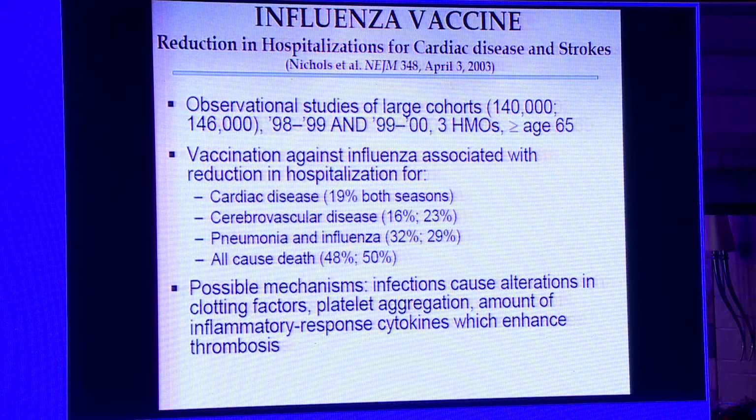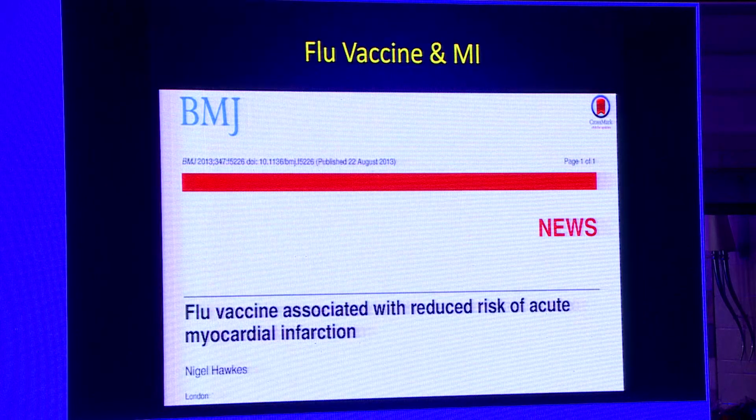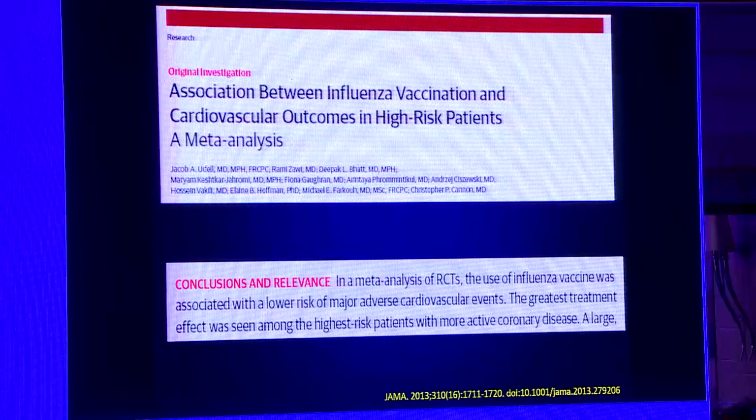It has also been shown that the influenza vaccine reduces hospitalization for cardiac disease and strokes. In other words, flu is believed to cause an inflammation in the blood vessels, which can lead to vasculopathy, leading to an increased risk of strokes and cardiovascular events. By giving the influenza vaccine, by preventing the flu, you can protect the person from cardiovascular and cerebrovascular events also. There is in fact a lot of evidence that flu vaccine is associated with a reduced risk of acute myocardial infarction, which diabetics generally are more prone to develop. It has also been shown that there is an association between flu vaccine and cardiovascular outcomes in high-risk patients.